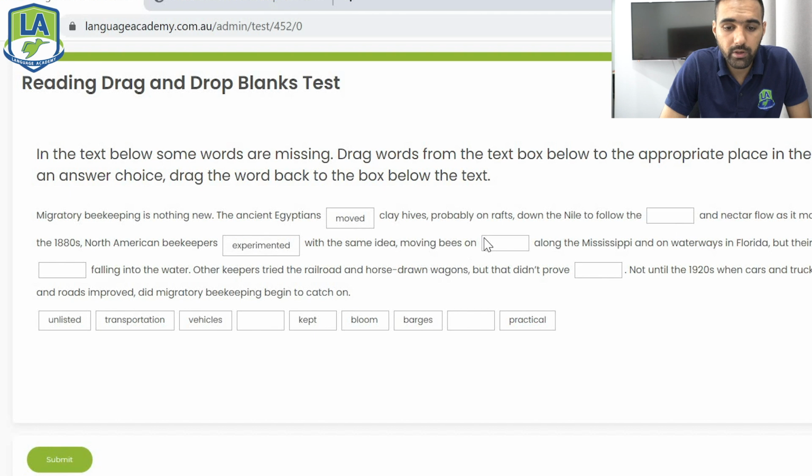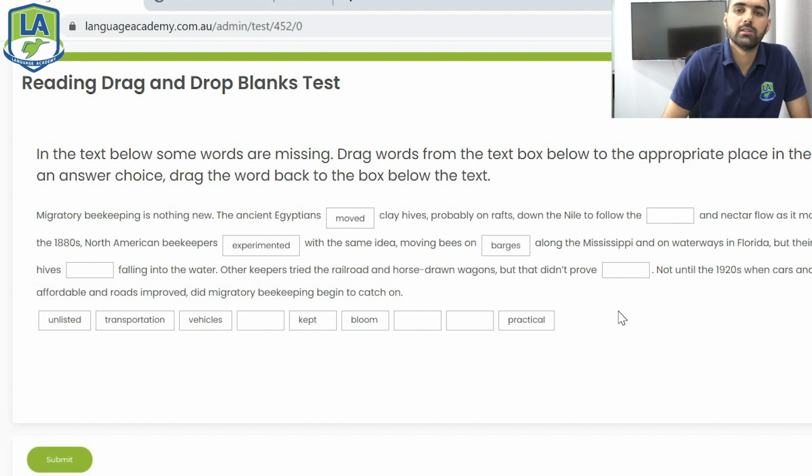Now they are again moving bees, right? Moving bees along the Mississippi River and waterways in Florida. How will you move something in water? Bees on transportation, not on transportation, on transport. On vehicles can be the right answer, but remember this thing, vehicle is a word used for on-road vehicles. You'll never say I'm driving a vehicle in the water. Right, that will not be appropriate. In some context you can use it, but that is not 100% correct. On kept, on bloom, on barges, on practical. Barges will be the right answer.